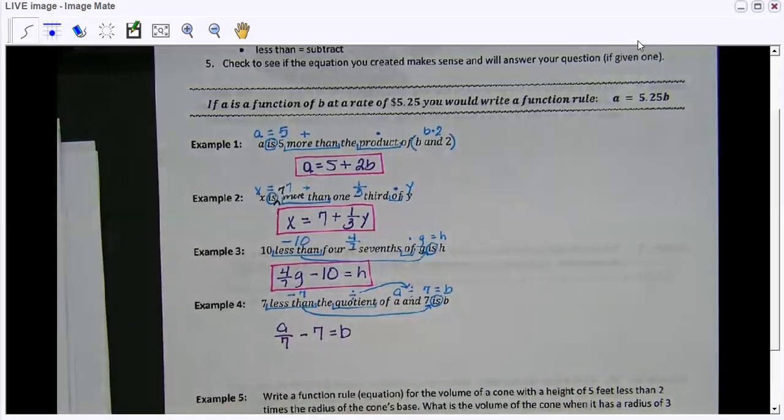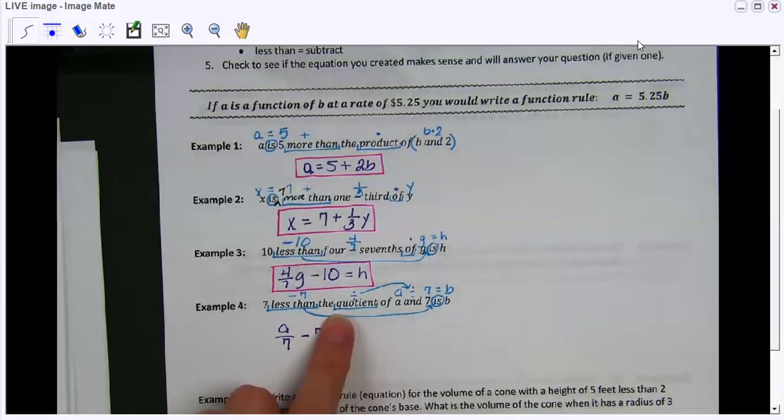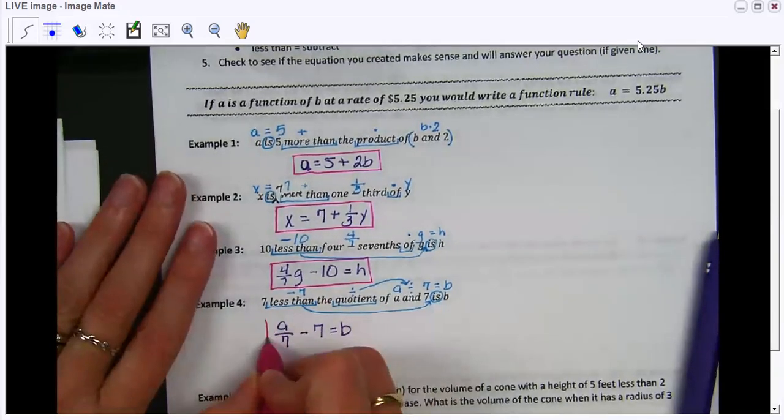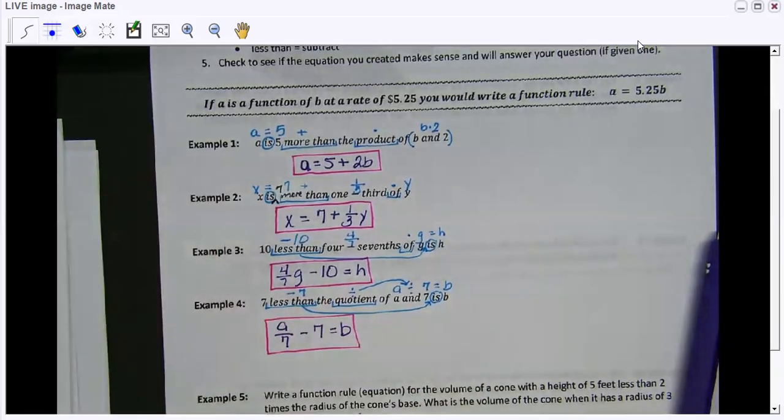Now, I want to clarify something here. We have the word of in here, which you might be saying, but of means to multiply. But the way that this is phrased, it's telling you the operation is quotient, and the way that we word it is that it is the division of A and 7. So in this case, of isn't referencing multiplication. Okay. So this would be our answer to example 4. Okay. All right.